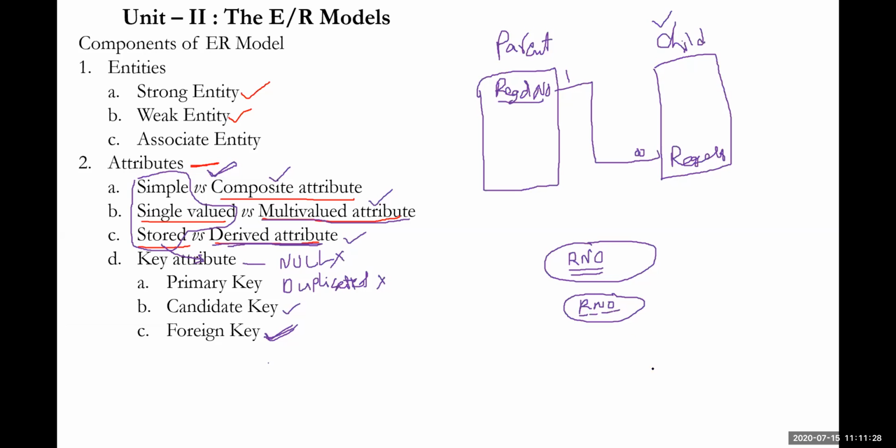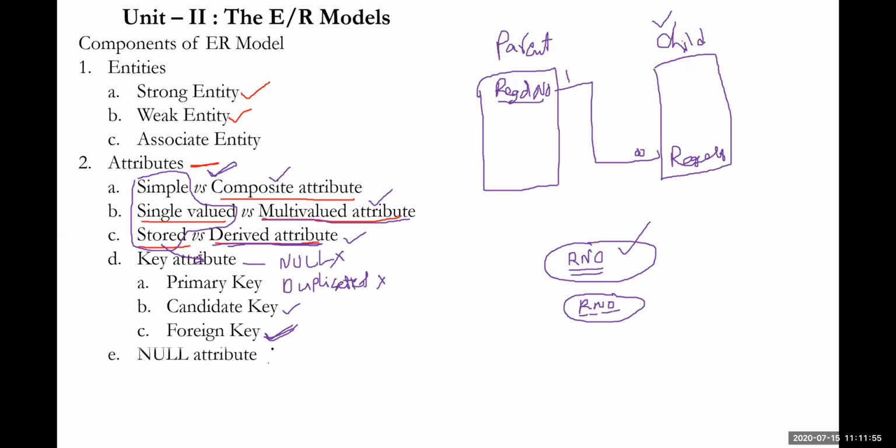Anything will be considered as a foreign key here. Normally, E. F. Codd, the person who invented the RDBMS concept, gave this particular notation, and people follow this notation only. These are the different kinds of key attributes here: primary key, candidate key, and foreign key.